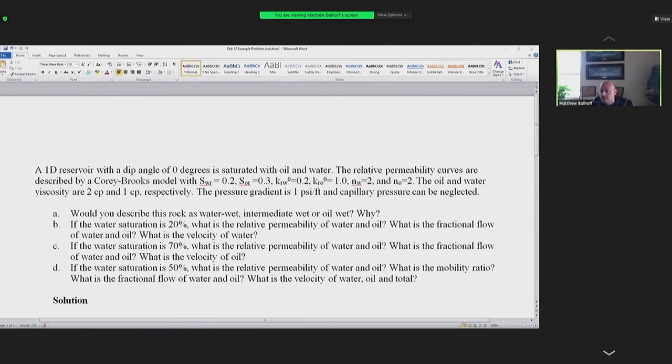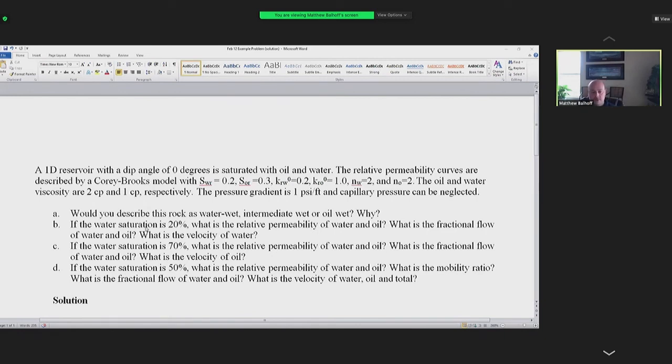If it was flipped, you know, and it didn't have to be one, right? I mean, it could be 0.3 and 0.9, and I would still say it's water wet. But if it was flipped and KRW naught was 0.9 and KRO naught was 0.3, then I would say that's oil wet. And then if they were both kind of in the 0.4 to 0.6 range, I'd probably say that it was intermediate wet or mixed wet. So good job. Second question.